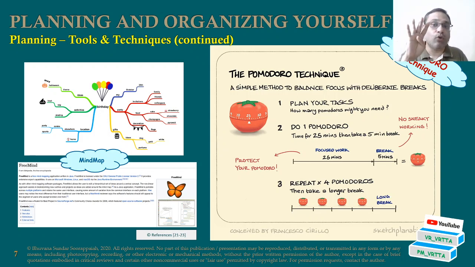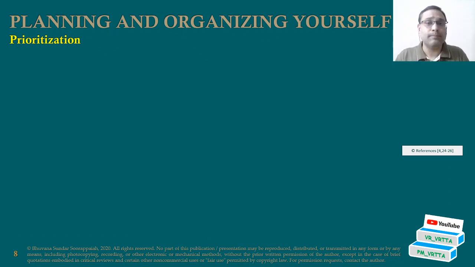After four such pomodoros, four such slots of 25 minutes each, you take a bigger break, like 1 hour break for example, like lunch or entertainment, relaxation, listen to music, go out and play. You can even have a small power nap, all these things. So this is a very simple technique, the Pomodoro technique, where you balance focus with deliberate breaks so that your brain remains fresh and ready to learn. So planning is done. What next?